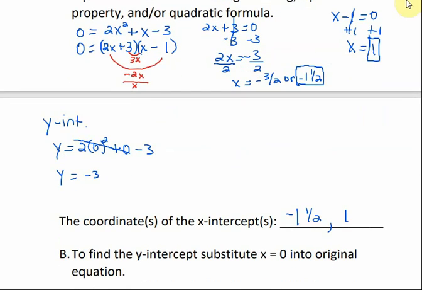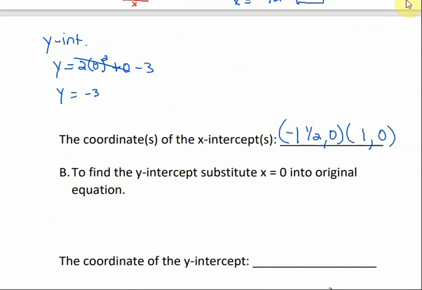Oh, okay. Well, I didn't write this correctly. So this asks for the coordinates of my x-intercepts. So it should be negative 1.5, 0, and 1, 0. Okay, then for my y-intercept, it would be 0, negative 3. There we go.